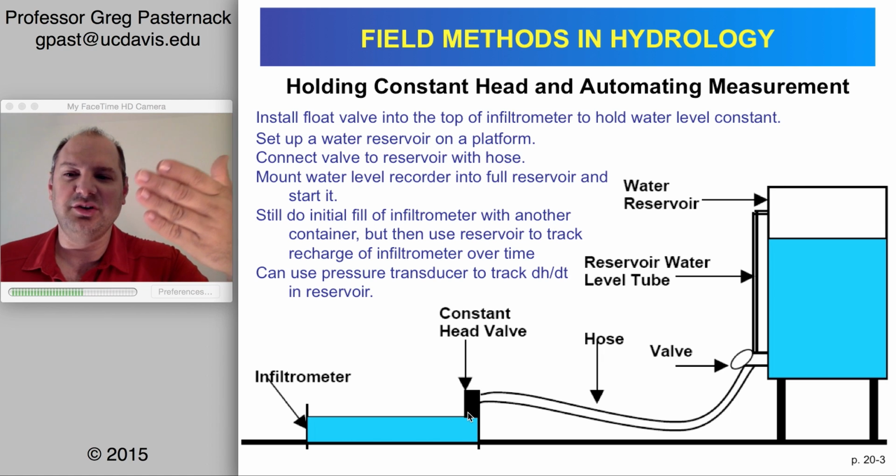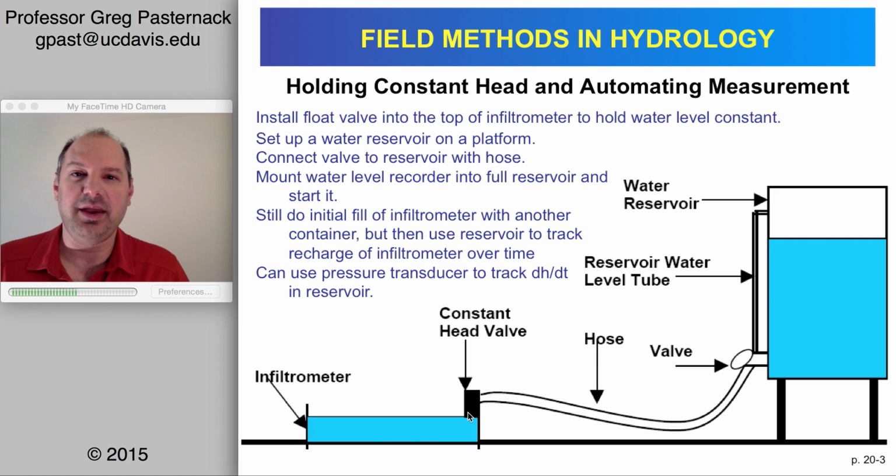As the water level goes down, the valve begins to open, and even being open a little bit is going to allow water to go in. So the rate of water entering the infiltrometer will depend on how open the valve is. Now, if the rate of infiltration far exceeds the total flow rate of your setup, then of course you need to have a bigger pipe and a bigger water supply.